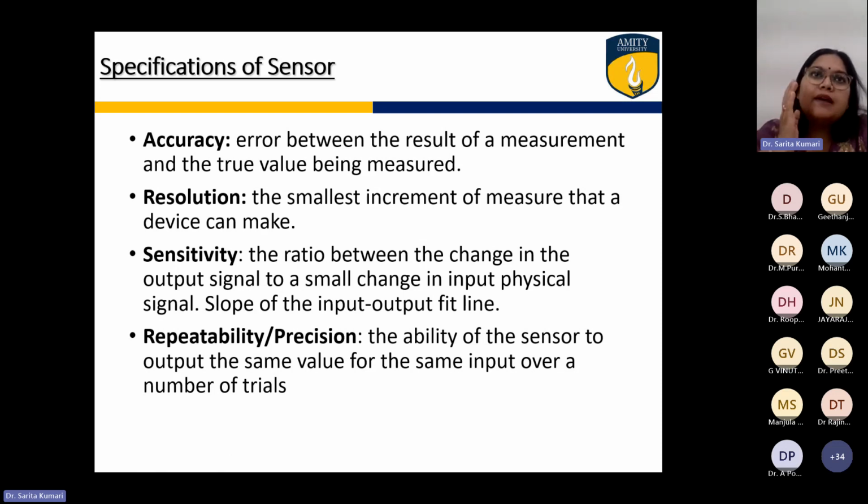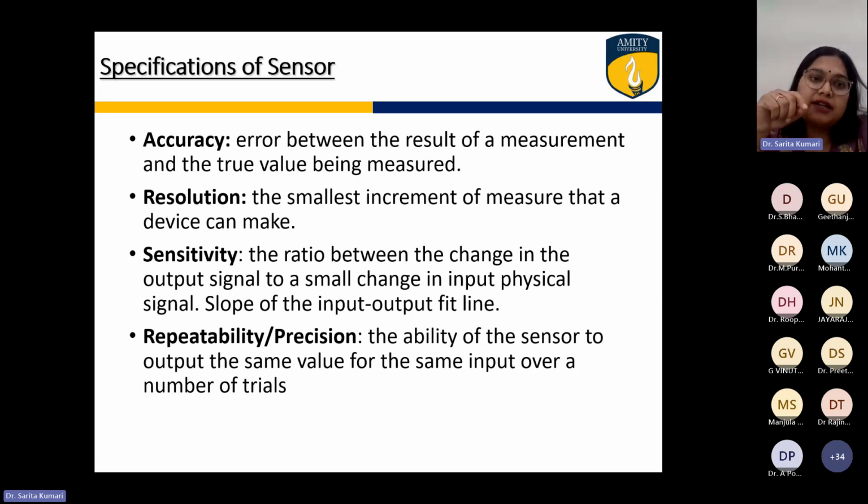If I give an input of 5 volt and the output comes as 4.9 volt or maybe 4.98 volt, that is the accuracy, like how accurately it is going to measure. So how closely the measured value matches the true value. The true value is the actual input value, and the measured value is the value we measure. That is the definition of accuracy, whereas resolution is the smallest increment in the input that the instrument can detect.